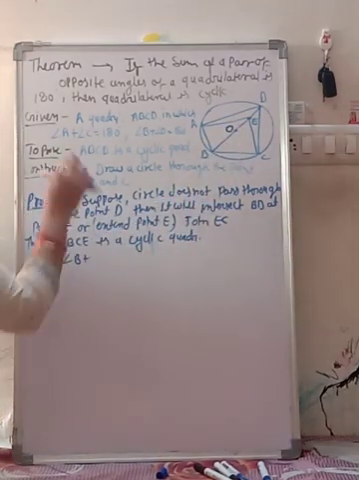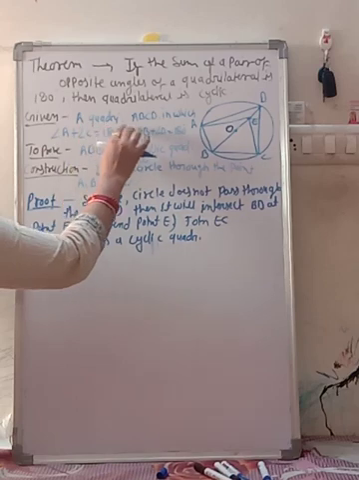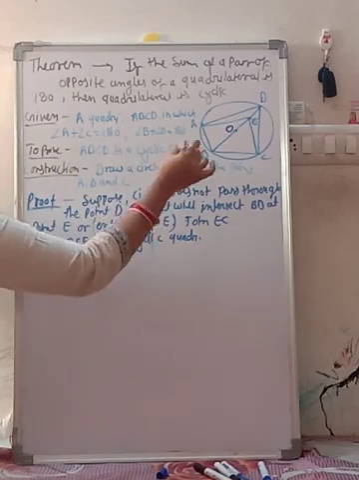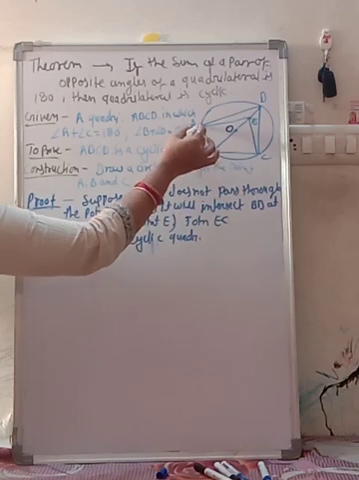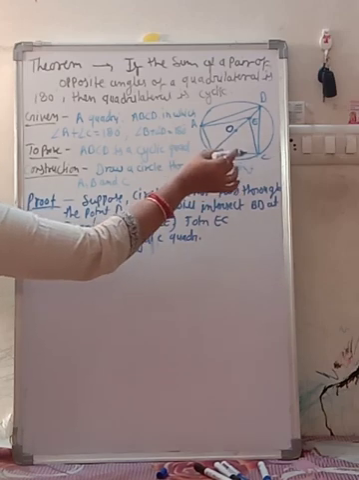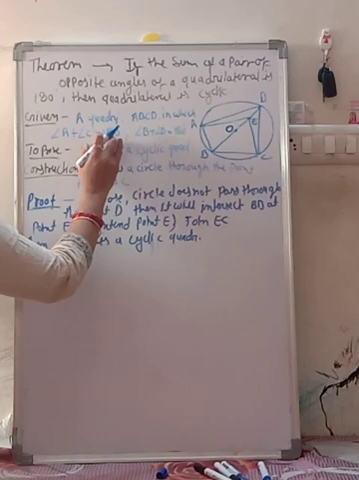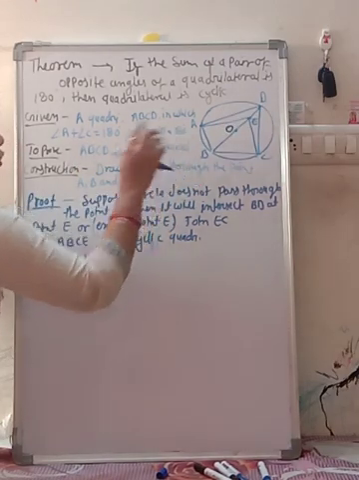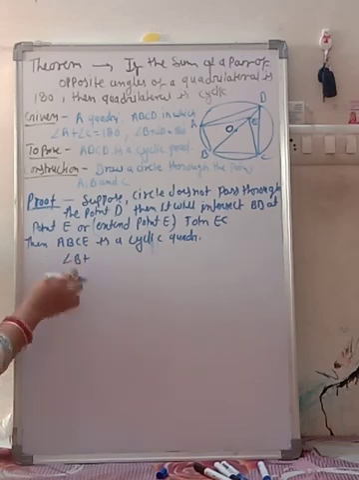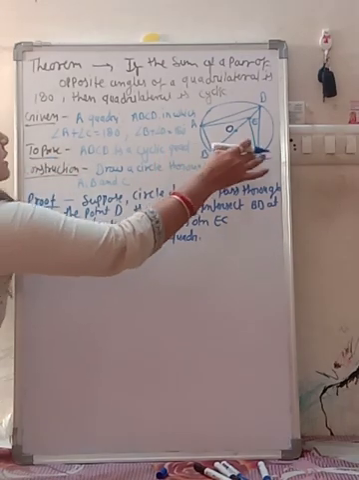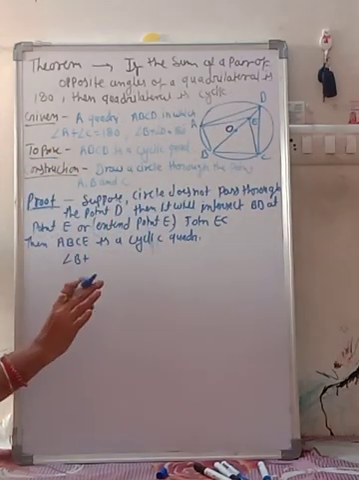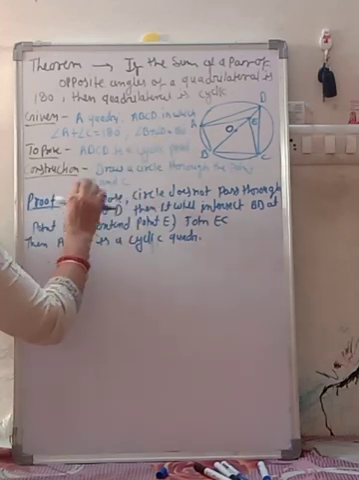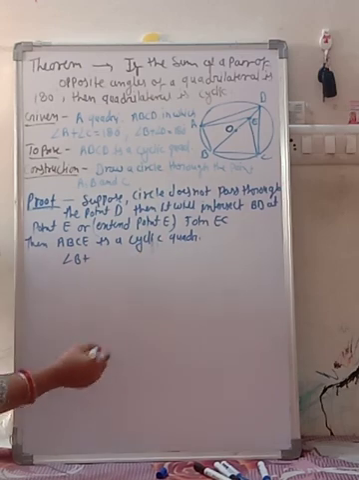Now first you have to write down: given a quadrilateral ABCD in which angle A plus angle C, the sum of opposite angles, is 180 degrees, and next angle B plus angle D is always 180 degrees. Now to prove ABCD is a cyclic quadrilateral, first you have to draw a circle through the points A, B and C.